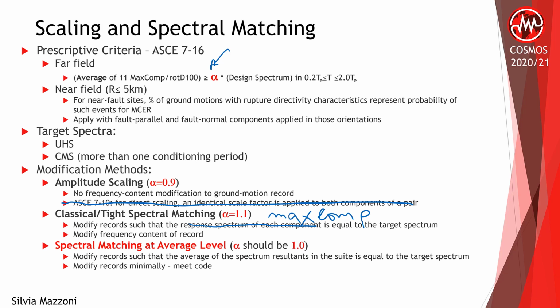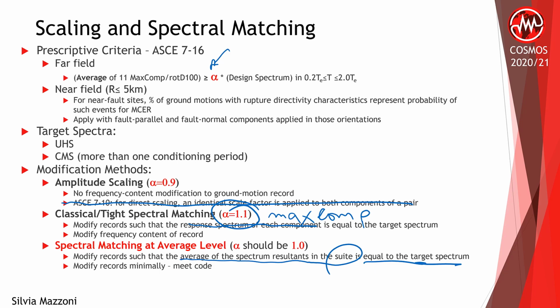Because of that, and because of some studies that have been done, I do think we need to do some more studies on this, there is a 10% penalty if you use spectral matching. With mean spectral matching, you're modifying the record slightly such that the average of the spectrum resultant in the suite is equal to the target spectrum. And so you're not doing as much modification, and I'm going to show you that with the graphics that you see, but you're still meeting the code.